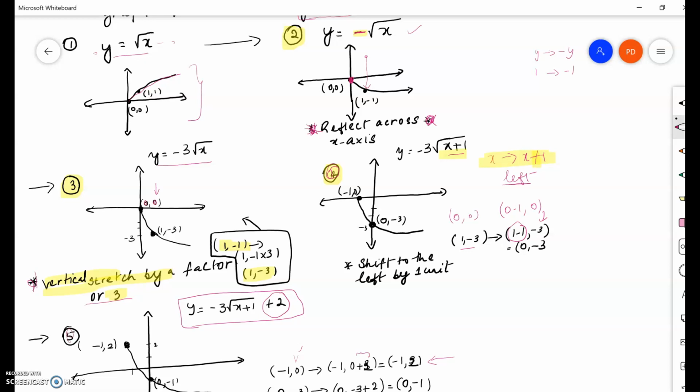And finally, we have the fifth step, which is y equals -3 radical x plus 1, and then we add 2 to get the final equation. Adding 2 to the entire function would shift the graph up by 2 units. So all the y coordinates in the previous step change, which means we have to add 2 since we're shifting up by 2 units. Add 2 to all the y coordinates. So this is our final graph, and this is the sketch.